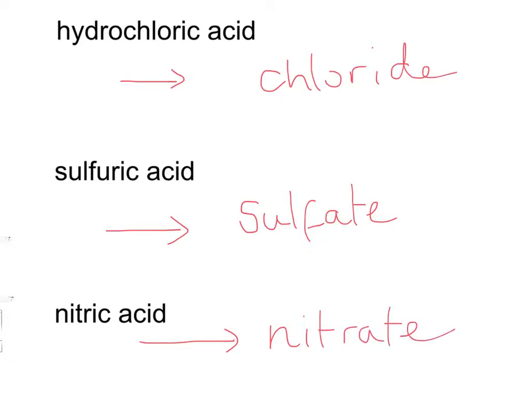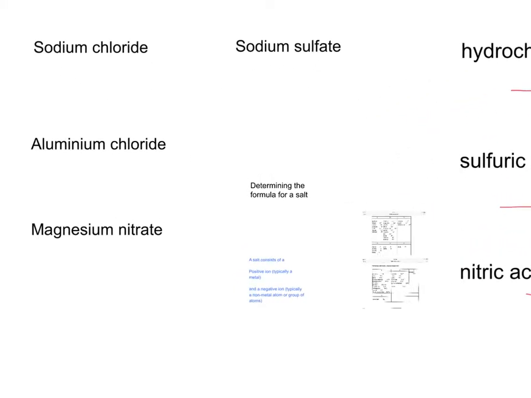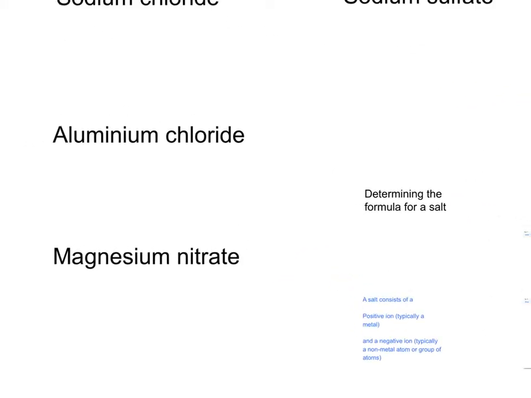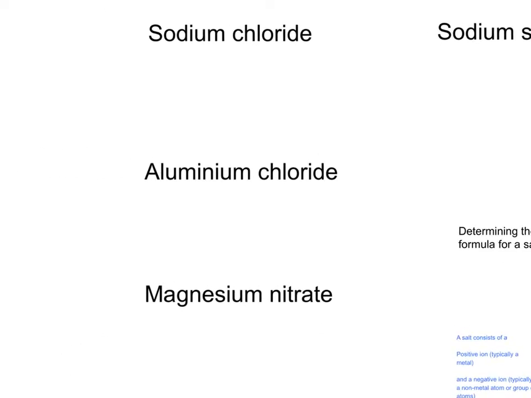Okay, so that enables us to predict what the name of our salt will be given a particular metal ion that we know is present in the reaction. So let's have a look at some examples of different salts.